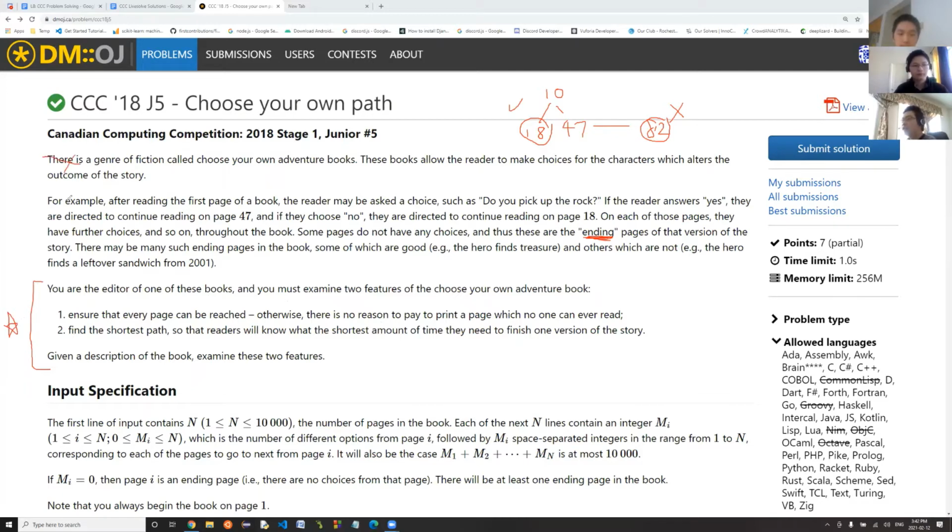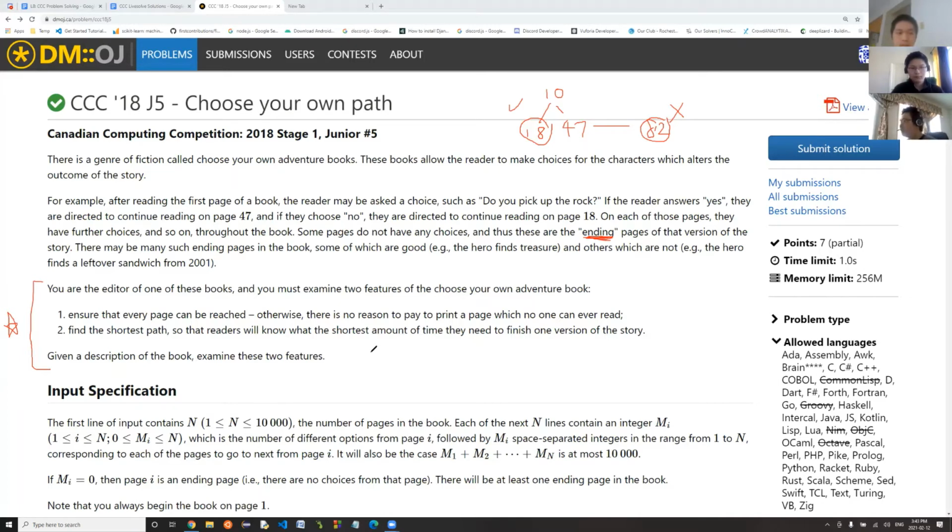This is garbage. This is kind of useful for a sample, but this is the useful part. This is the very useful part. First of all, you need to ensure that every page can be reached, which means that let's say there's a page 19, which can never be reached by anything, then you can't reach every page. The other one is that you find the shortest path so that readers will know what the shortest amount of time they need to finish one version of the story.